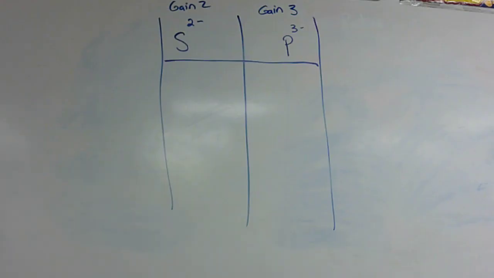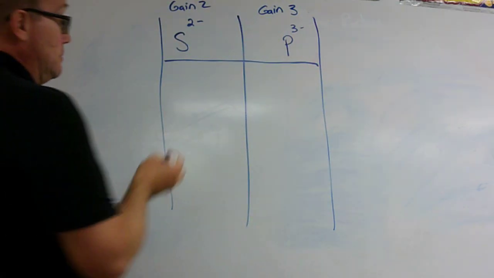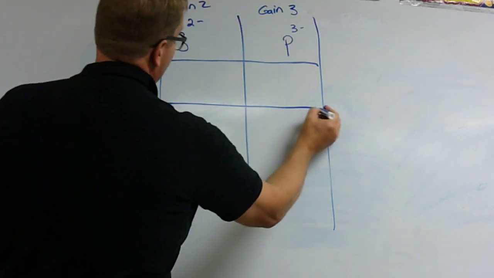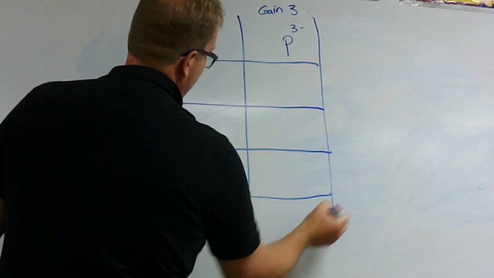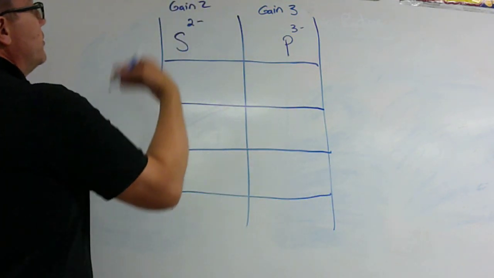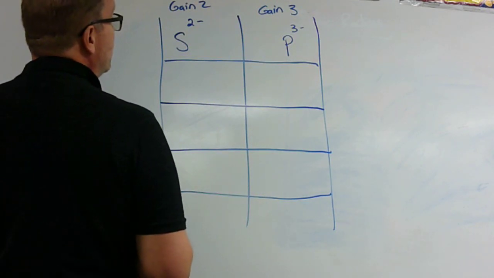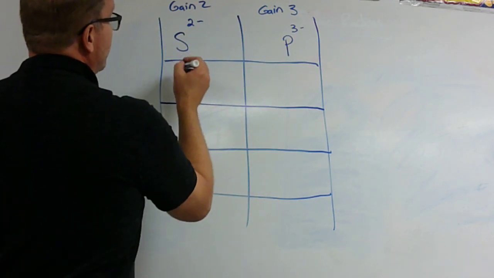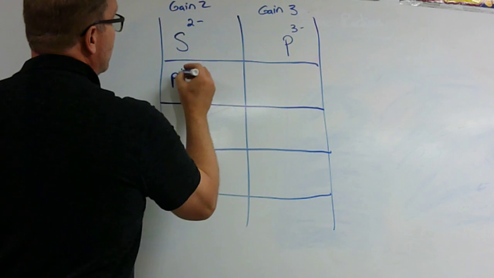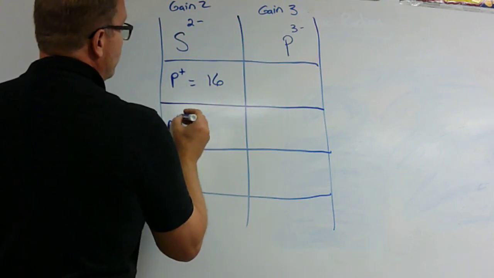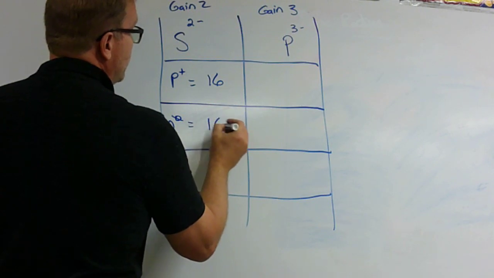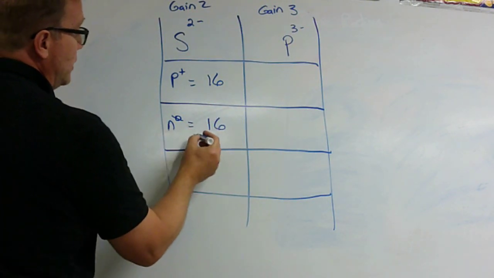You can think of it kind of like gaining weight. 1 pound, 2 pounds, 3 pounds. You gain more weight as you go to 3 pounds. So again, this one's going to gain 2. So what are we going to have for my structure? My protons are going to be 16. My neutrons are still going to be 16. 32 minus 16.